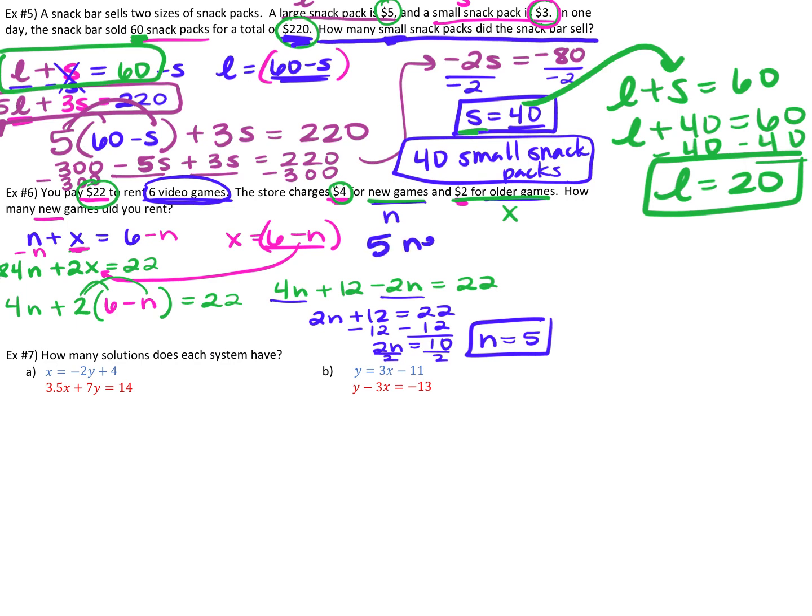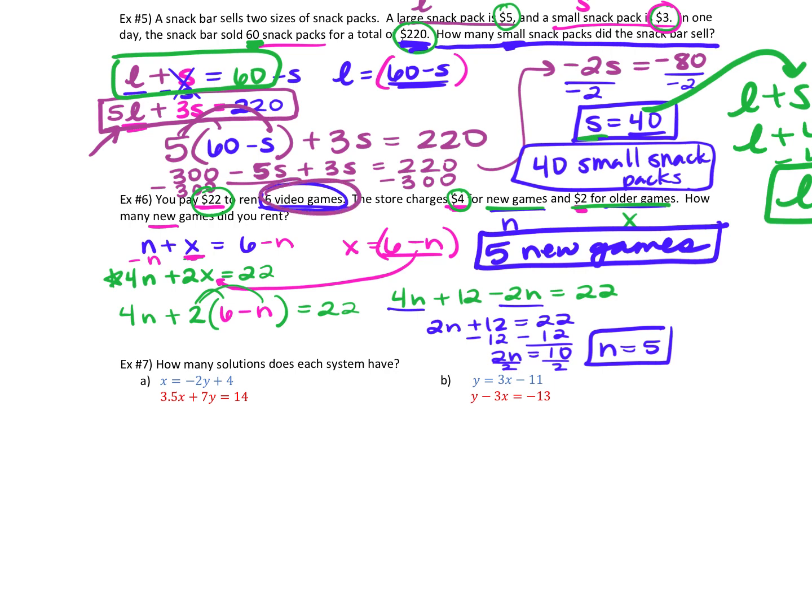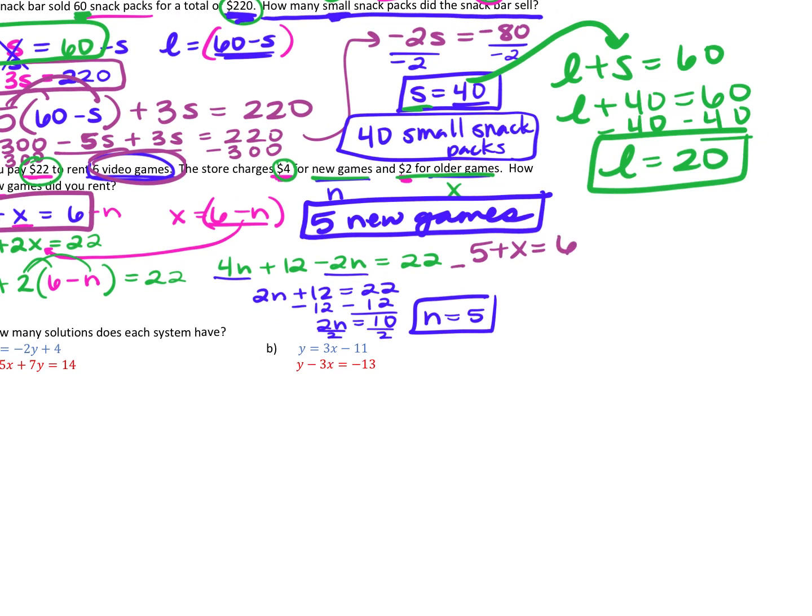So 5 new games. Tell your neighbor what that means for how many old games. Did you tell them 1? If we said a total of 6 games, new plus old equals 6, right? That's this maroon box here. So 5 plus however many old games would have to equal 6. So take away that 5. That means 1 old game. Which they didn't ask us for, but I'm just showing you how you would get there.